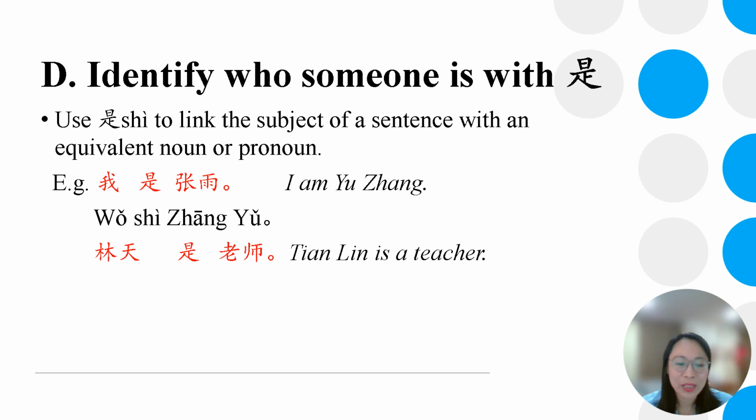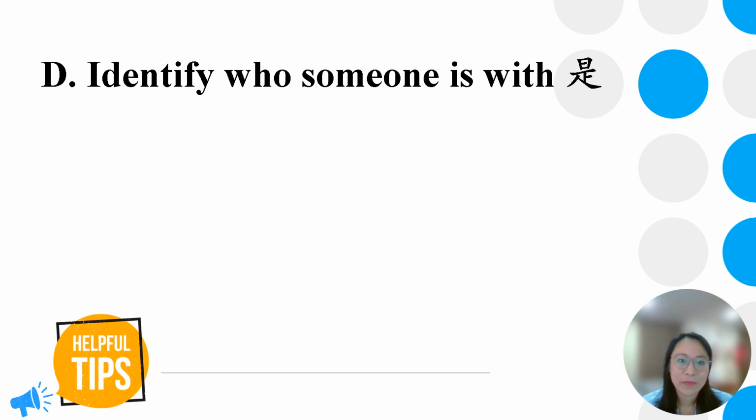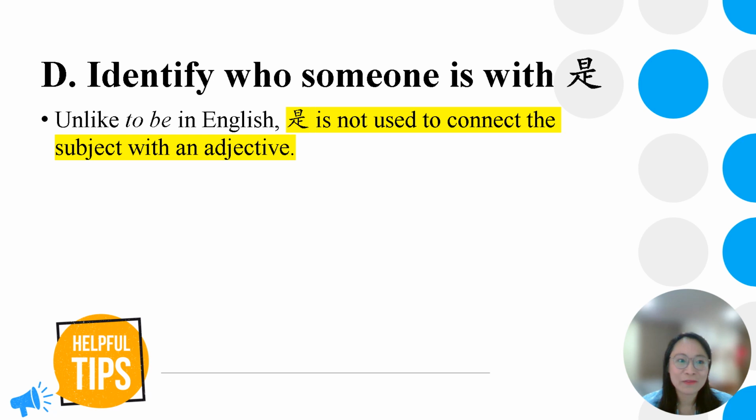Another example is 林天是老师. 林天 is a name. 林 is a family name. 天 is a given name. 是 means is. 老师 means teacher. So 林天是老师 means 林天 is a teacher. Here's another tip I want to give to you.